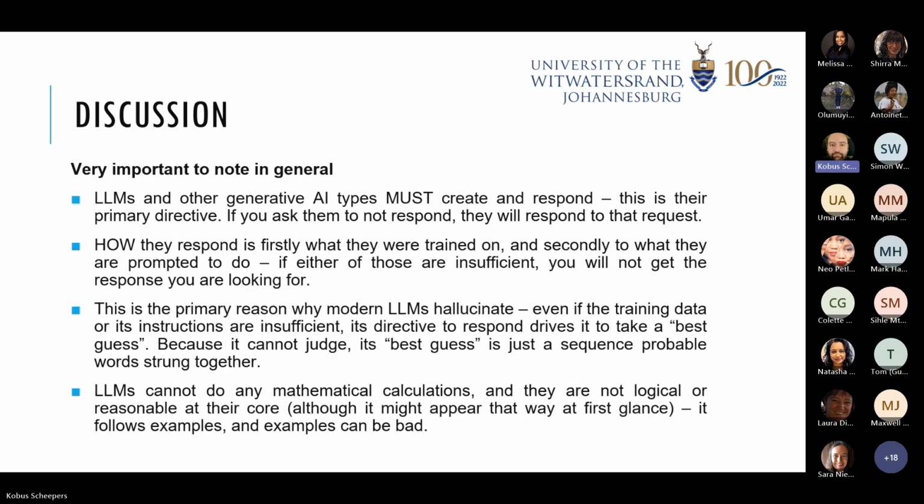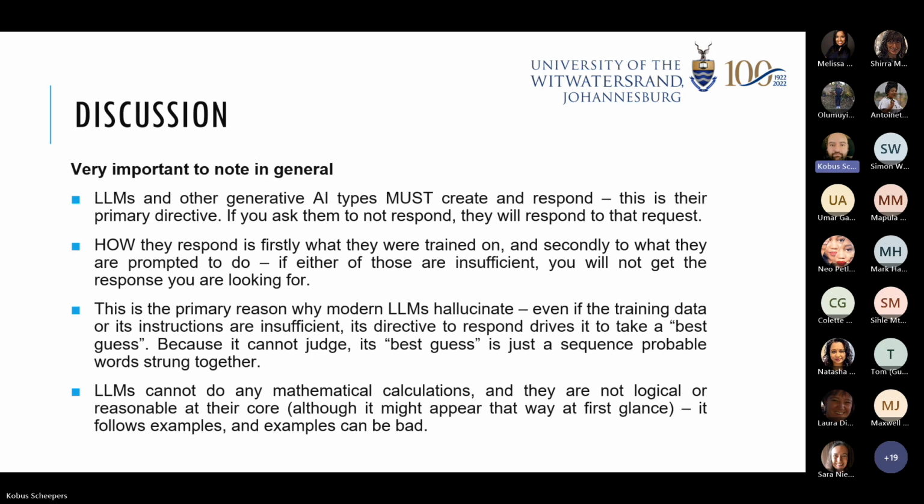And I just wanted to talk about, just very important to note in general, whether you're looking to create questions or whatever the case may be, when you use language models, they must respond. This is part of their primary directive. If you give them something, they must respond. If you ask them not to respond, for example, they will still respond and say, okay, or something. Now, how they respond is firstly what they were trained on, and secondly to what they were prompted to do by the person interacting with the language model. If either of these are insufficient, then you will not get the response that you're looking for.